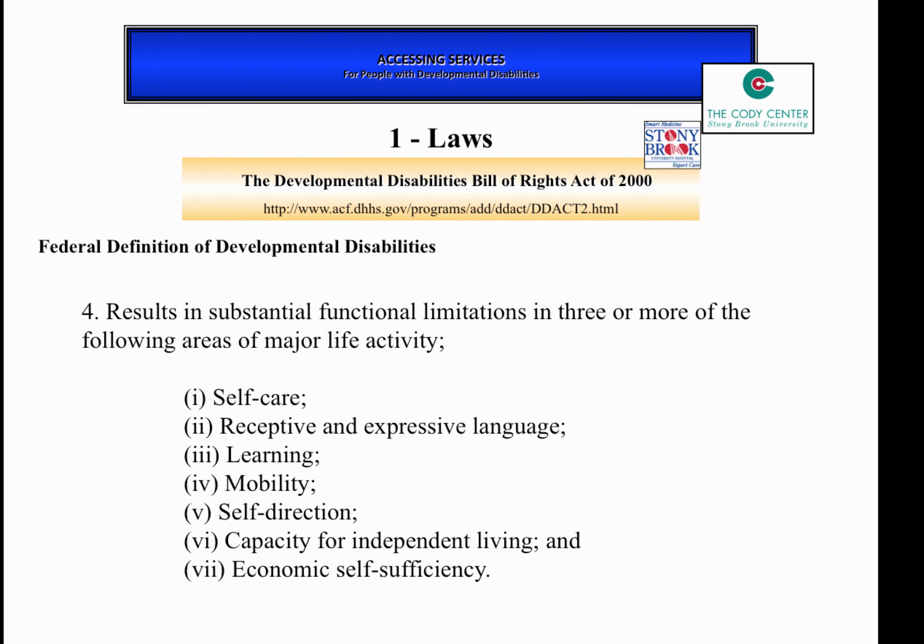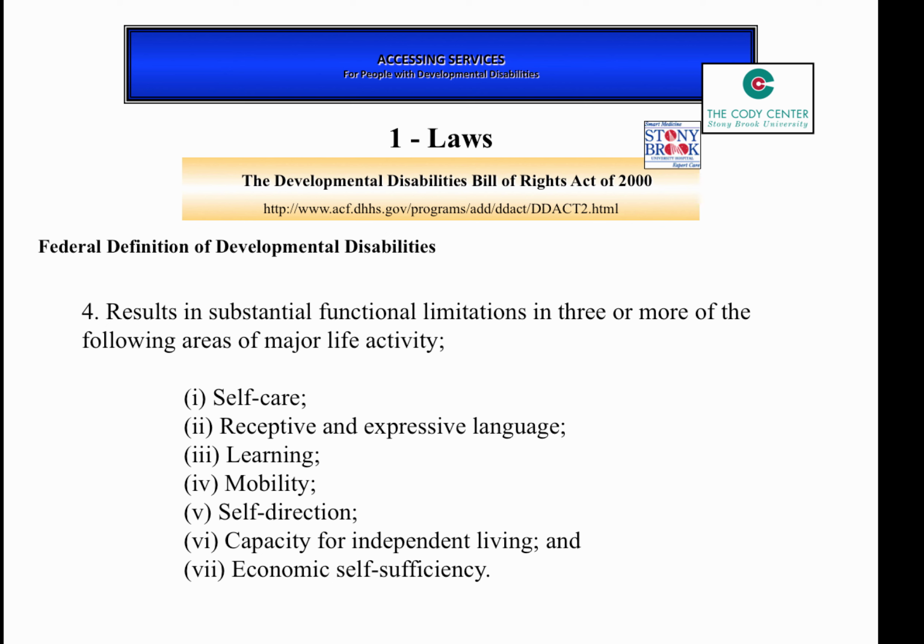The fourth thing that's really important and can limit people from being qualified is that it's not just having the disability, it's that the disability itself results in a substantial functional limitation in 3 or more of the following areas of major life activity. And those include self-care, receptive and expressive language, learning, mobility, self-direction, capacity for independent living, and economic self-sufficiency.